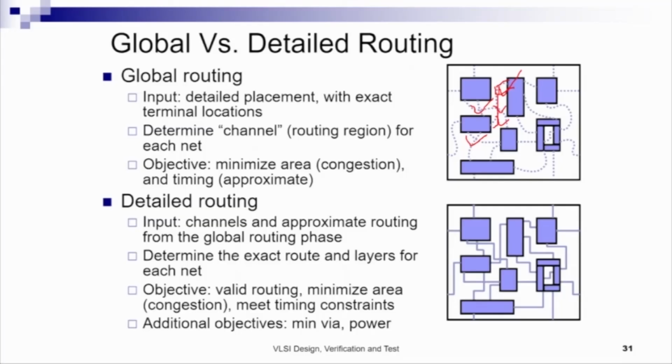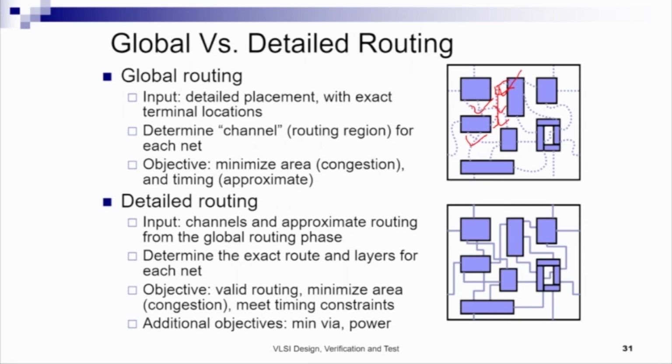Now, what do we do in the detailed routing phase? In the detailed routing phase, we do the routing for each channel. Now after the global routing phase, we know what are the wires that will pass through a given channel. So the input is channels and approximate routing from the global routing phase. So determine the exact route and layers for each net. So through which route and through which layer these wires will pass is found out in the detailed routing phase.